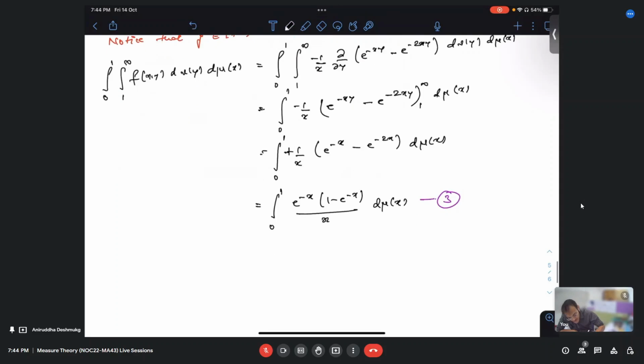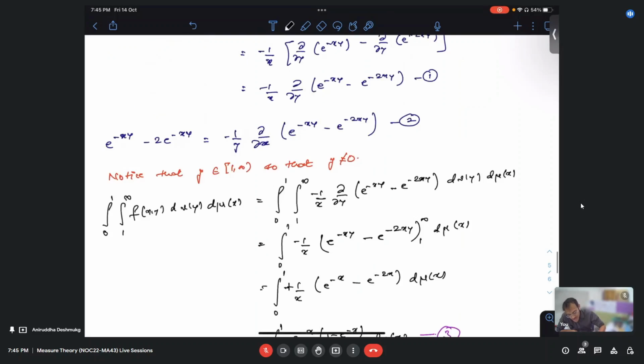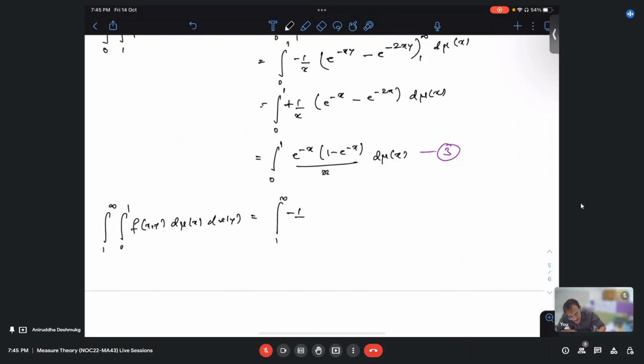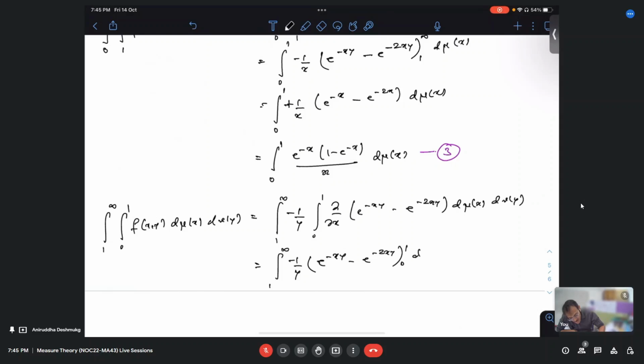Now, integral 1 to infinity, integral 0 to 1, f of xy, d mu x, d nu y. Let us try to calculate this. Again, using equation 2, this is minus 1 over y, integral 0 to 1, derivative of e to the power minus xy minus e to the power minus 2xy d mu x d nu y. And then using a similar technique, minus 1 over y, e to the power minus xy minus e to the power minus 2xy from 0 to 1 d nu y.